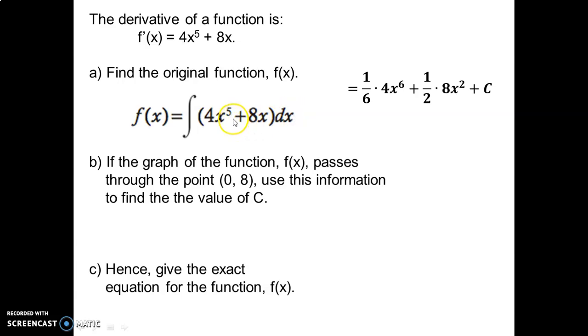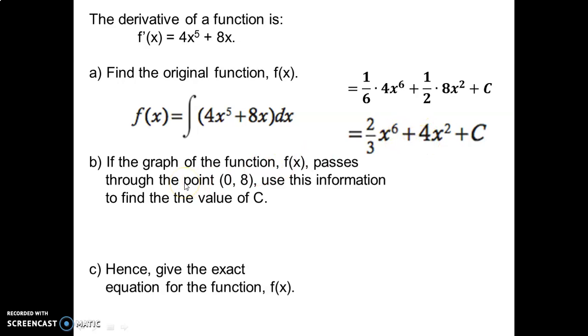Therefore, we apply the power rule, right? We add 1 to this exponent and then divide by that new exponent, or multiply by a fraction with that new exponent. And in the second one also, we add 1 to that exponent, so it becomes 2, and then multiply by that fraction. That simplifies into this. So now we have the original function. We know if this is the derivative, this is the original, because we took the integral.